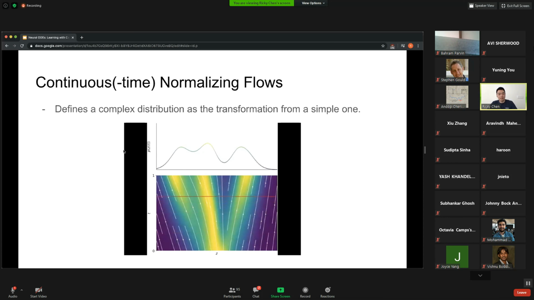So at the bottom is a simple Gaussian, so standard Gaussian, and then at the top is that transformed density function. You can see from this visualization that the learned ODE is slowly transporting mass from a single mode into multiple modes. And in fact, each horizontal slice is a properly normalized density function.